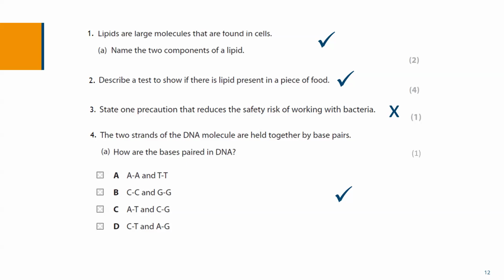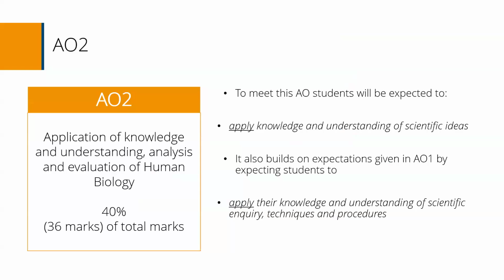Okay, so this is AO2. AO2 is about the application of knowledge, understanding, analysis, and evaluation in biology. It makes up 40% of the marks. To meet the AO, students will be expected to apply their knowledge and understanding of ideas. It builds on the expectations of AO1.